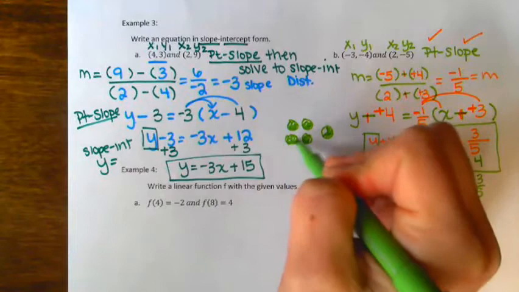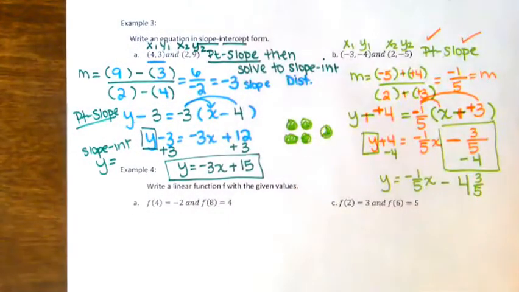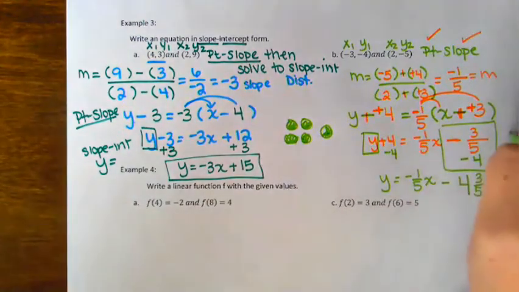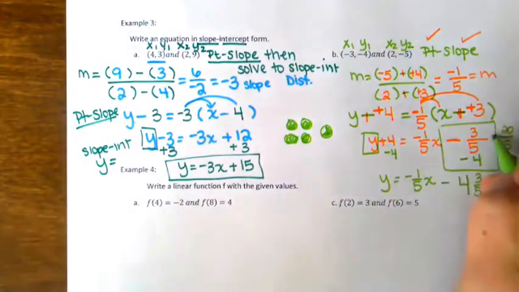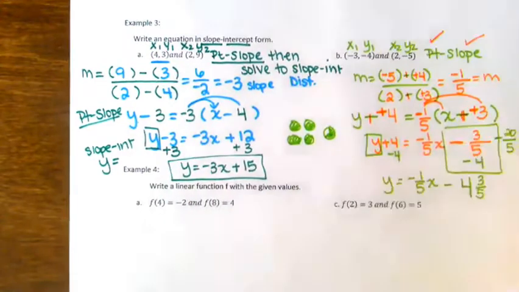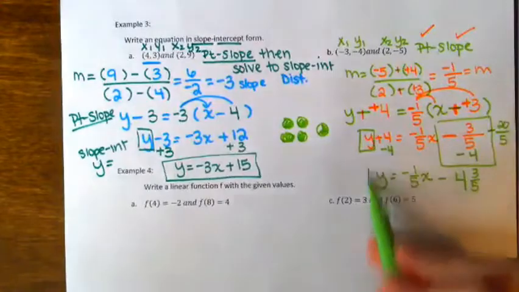If you wanted to, you could make common denominators, okay, and make 4 as 20 over 5. -20 over 5. So I get -23 over 5, which is the same thing, okay? Now, are we in y equals? Yeah, so we are done.